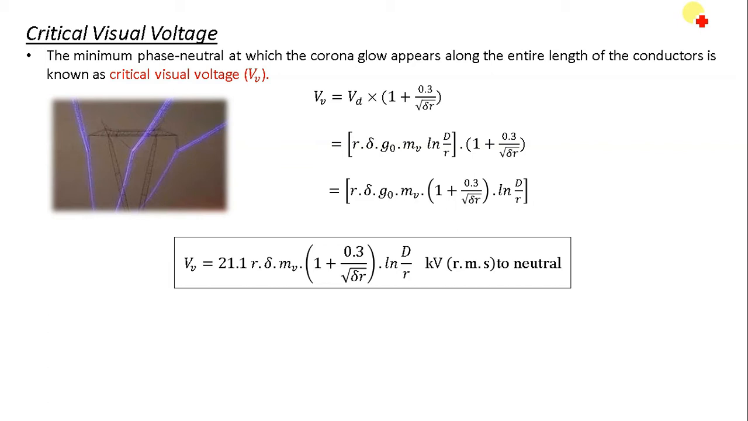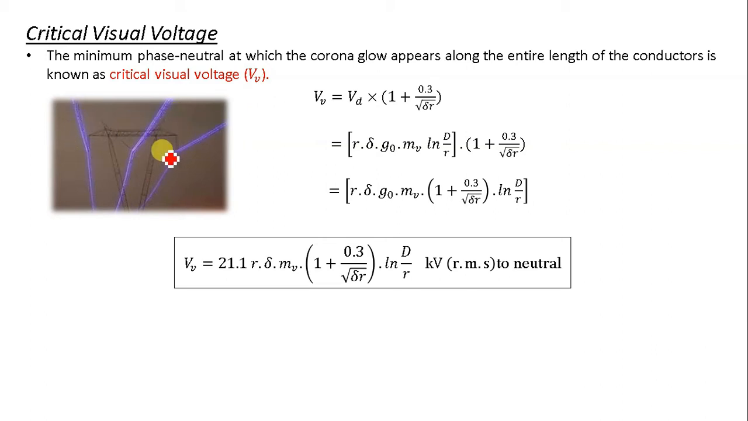The definition of critical visual voltage says: the minimum phase to neutral voltage at which the corona glow appears along the entire length of the conductor is known as critical visual voltage. So basically it will look something like this.